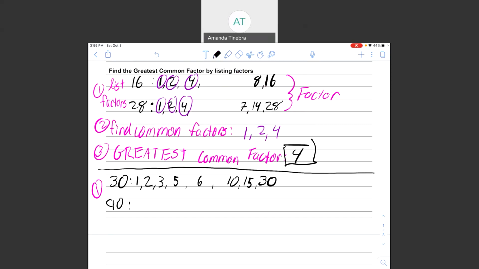Okay? Same thing for 90, starting with 1 and 90. Okay? 2 also goes into 90. It's 2 and 45. 3 goes into 90. 90 divided by 3 is 30. Then I have 4 and 15. 5 and 18. 6.